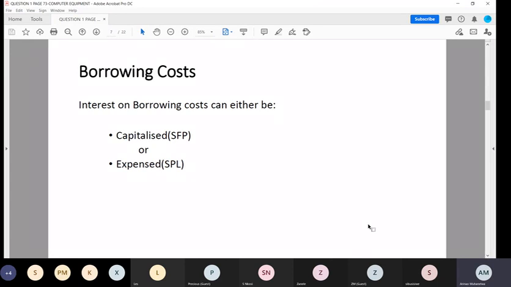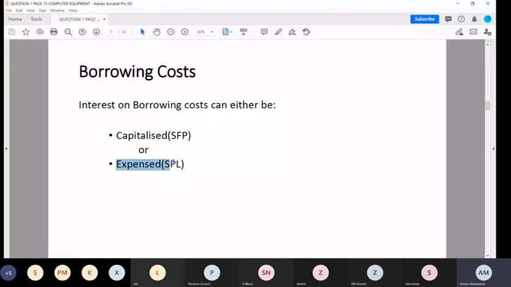And the standard simply states that when you have borrowed money, the interest that you're going to pay, you can either capitalize it or expense it. That's all. You will see it when you go to it. The interest relating to the money that you've borrowed, you can either capitalize it or expense it. So what is capitalization? I hope by now you know what capitalization is.